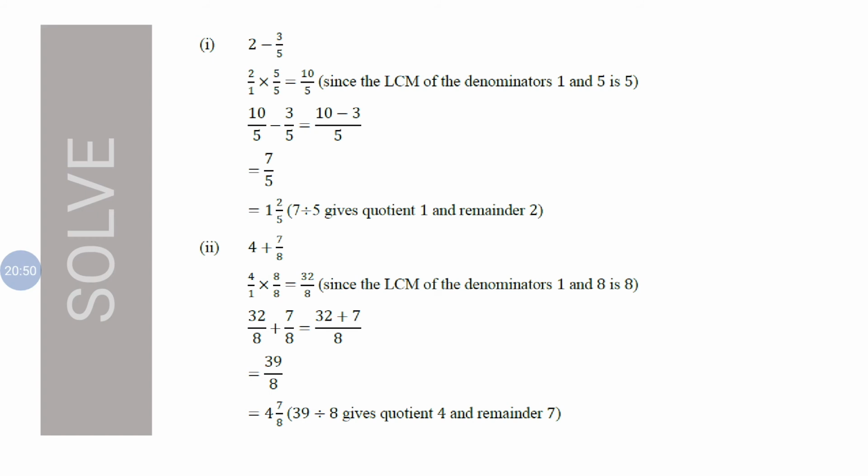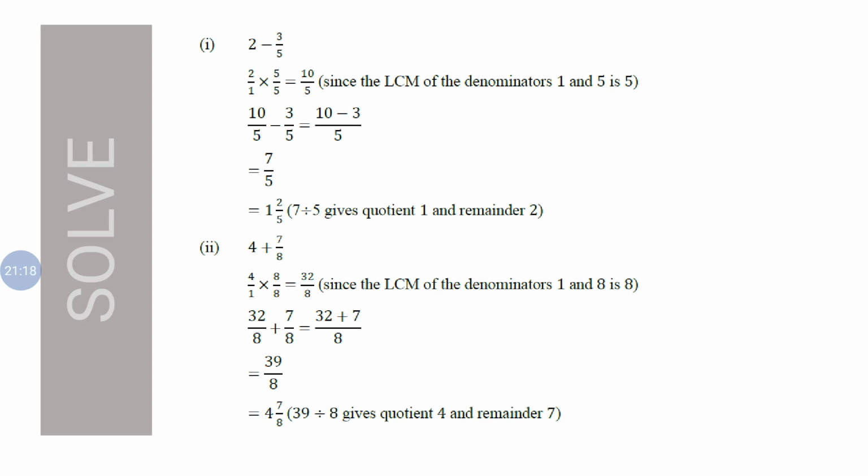So the denominator is considered as 1. Already you know that the denominator is considered as 1. 4 by 1. So the LCM of 1 comma 8 is 8. So numerator and denominator multiply by 8 by 8. 4 8s are 32. 1 8 is 8. So 32 by 8 plus 7 by 8. So take a common denominator 8. Just add 32 plus 7. So 32 plus 7, 39 by 8.